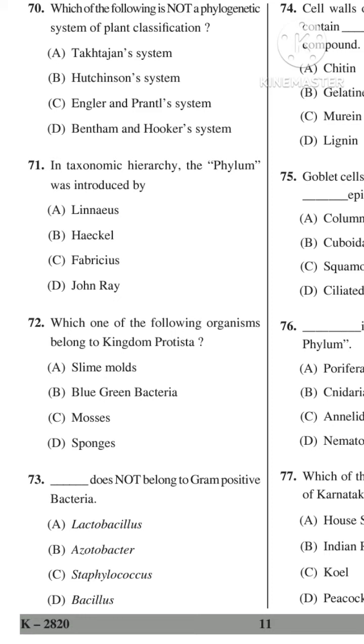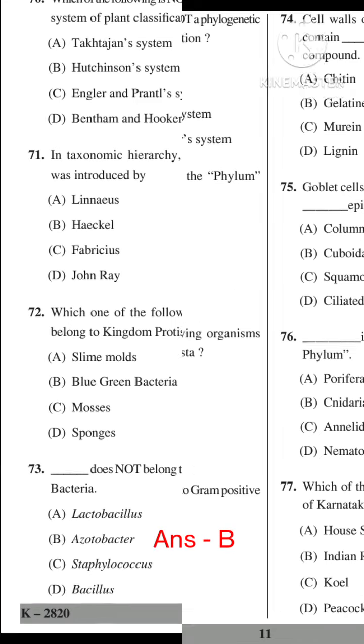Question number 71. In a taxonomic hierarchy, the word phylum was introduced by Haeckel, option B. Next, question number 72. Which of the following organisms belong to kingdom Protista? Very easy, basic question. You know slime molds and euglenoids are examples of kingdom Protista. Therefore option A is the right answer. 73. Dash does not belong to gram positive bacteria. The right answer is Azotobacter. It is a gram negative bacterium.